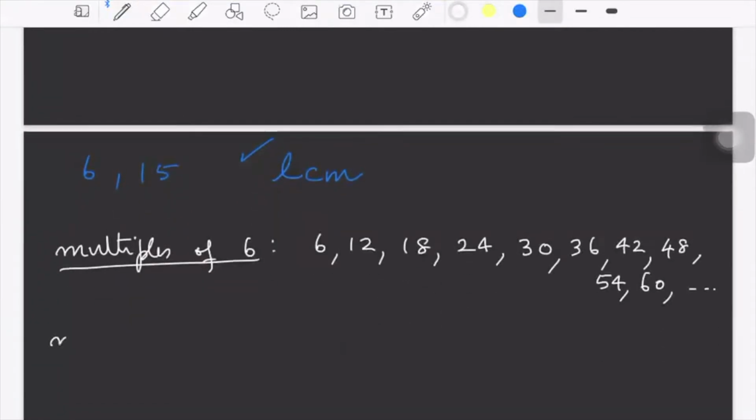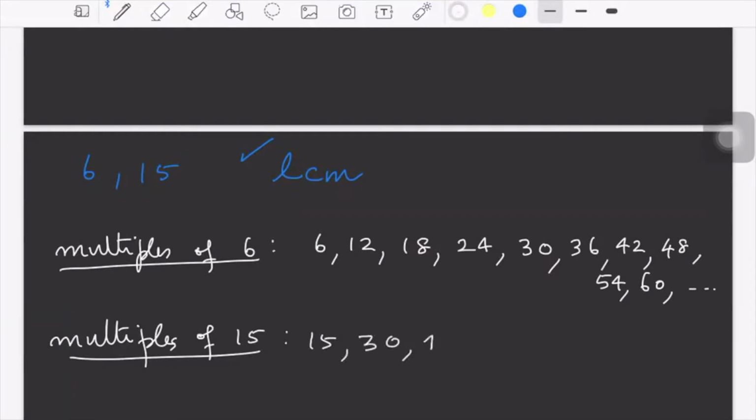And what are multiples of 15? 1 times 15 is 15. 2 times 15 is 30. 3 times 15 is 45. And 4 times 15 is 60. You keep adding 15. Okay. 75. And so on.